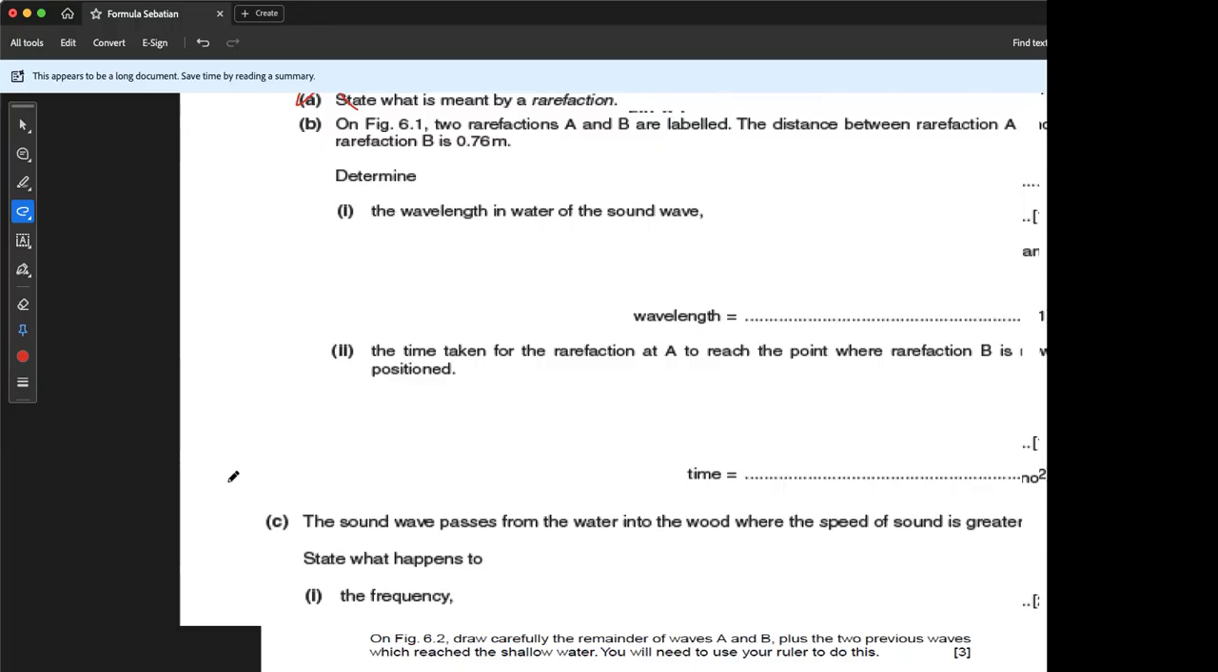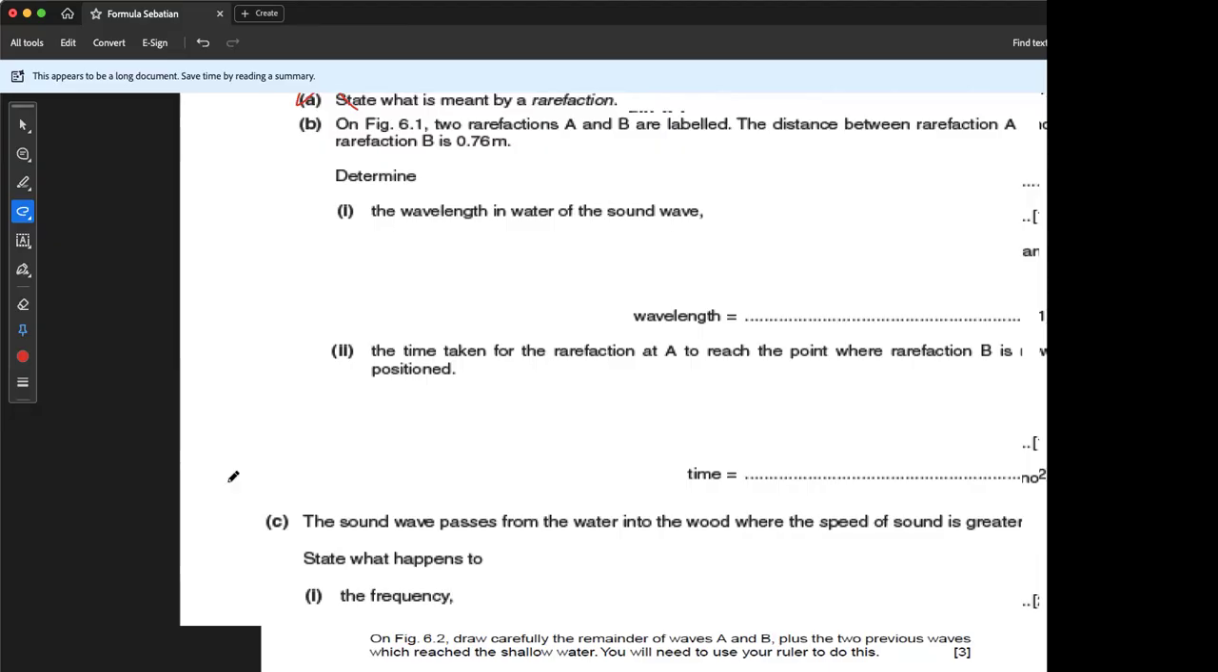No. Read the question. This 0.76 is here to here, right? How do you get 0.7? That's 5 wavelengths, man, here. Where to where is the 5th wavelength? Here to here is 0.76, right? How many wavelengths here to here?